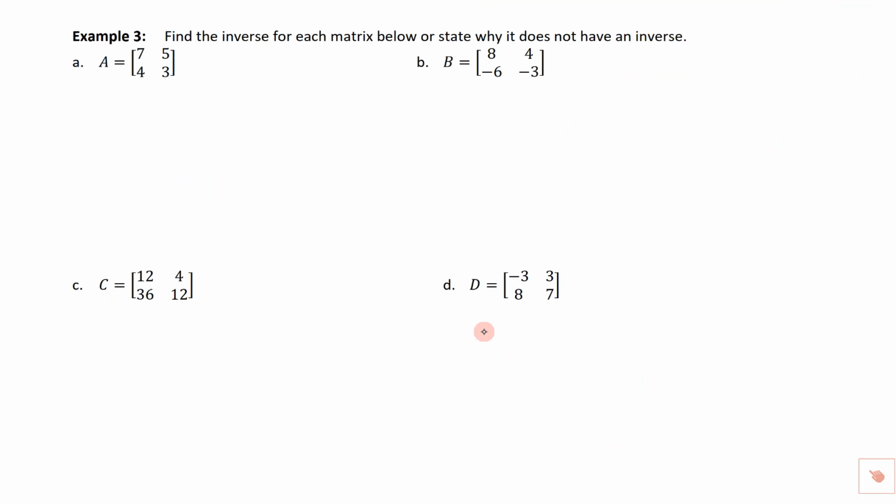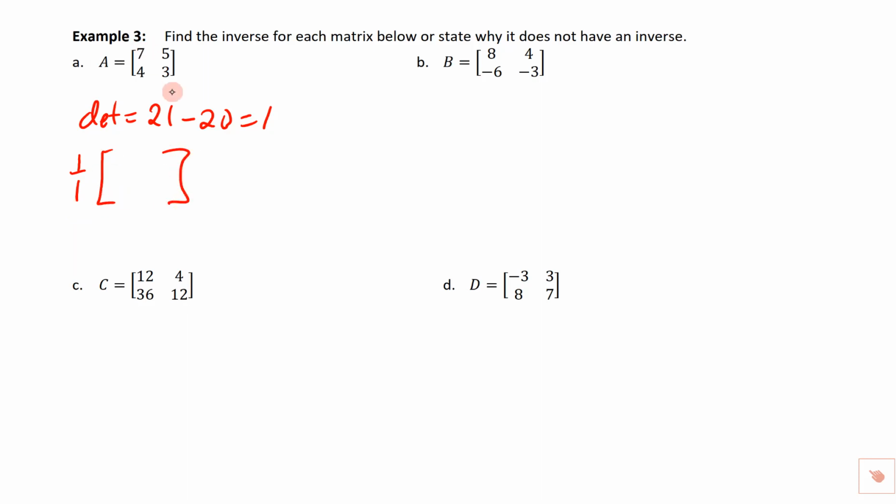Okay, we're on the second side, and the instructions are the same here. It just says find the inverse for each matrix below. If it doesn't exist, we just need to give a reason why it doesn't. So the first thing we're going to do is find the determinant. I'm just going to multiply that downward diagonal. We get 21 minus the upward diagonal. That's going to be 20, so we get a 1. Love it when this happens because we have a 1 over a 1. 1 over the determinant in this case is just 1.